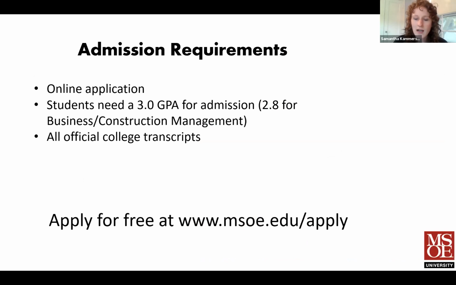Our admission requirements and our application process is pretty straightforward and it's really easy. So we need that free application, which you can find on our website there. We need the application and then all of your official college transcripts. What we're looking for is a 3.0 GPA from your most recently attended institution, 2.8 for business or construction management. Once you submit all of those transcripts, we can make an admission decision really easily. So as soon as you get that information into us, we really can move forward with that admission decision and start working on your credit evaluation to determine which of your classes will transfer into MSOE.